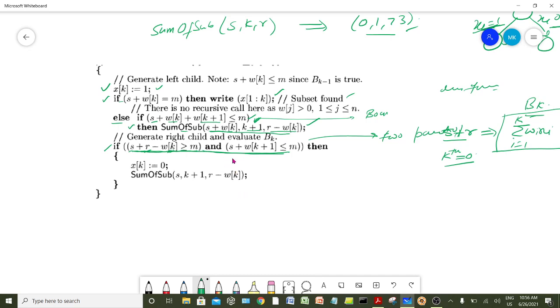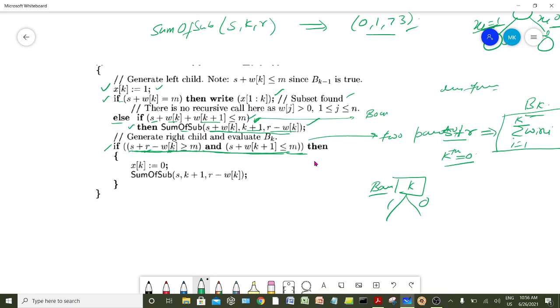And the second condition is for the second part of your bounding function: the current sum plus the immediate next element's weight should be less than or equal to m. If they are not, then we just cannot have a solution for this. So if these conditions are true, only then do we expand this kth node further in two parts, 1 or 0. If any of these conditions is false, then we are not going to follow this and will just label it as backtrack.